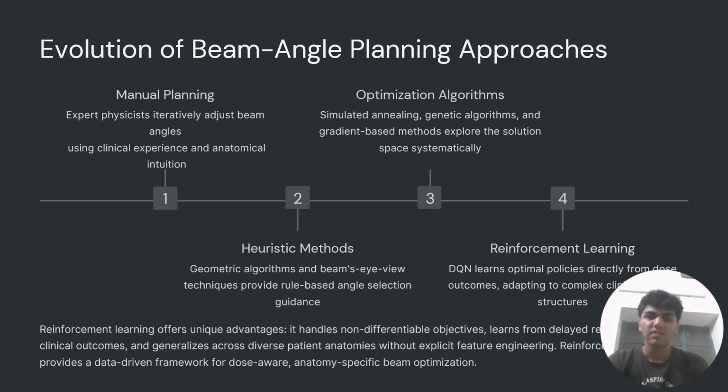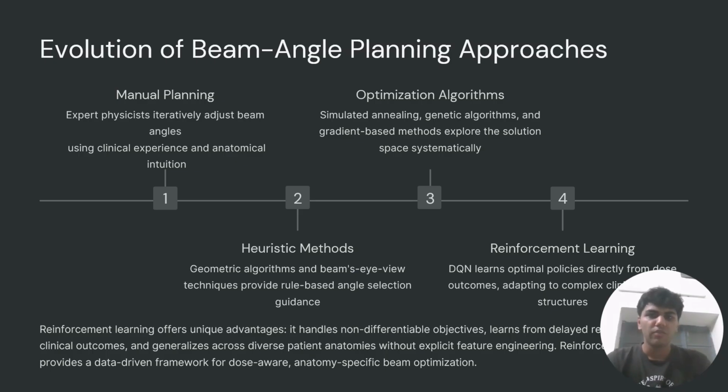Next come heuristic strategies, such as beam eye view metrics and geometric rules. These methods speed things up by applying handcrafted heuristics, but they still rely on predefined assumptions and cannot fully capture the complex clinical trade-offs between tumor coverage and organ at risk sparing, the OAR sparing.